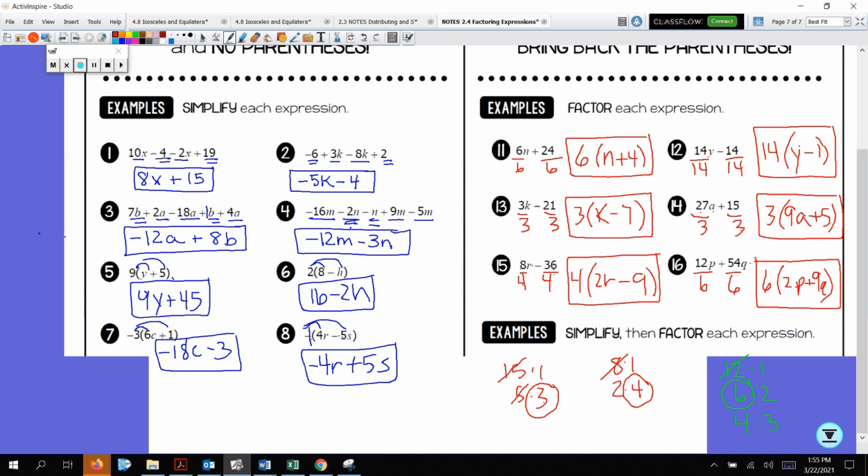Okay, so keep this graphic organizer with you closely because it's going to help you with your homework and it's also going to be really useful in your next quiz. And if you guys have any questions, make sure you ask me for help.